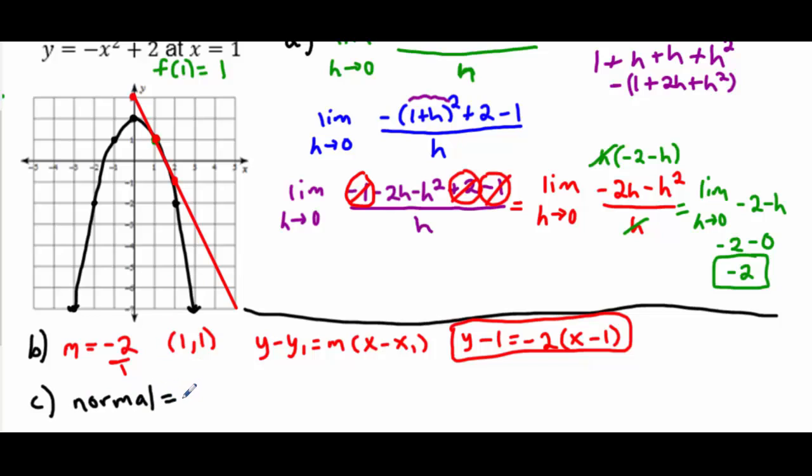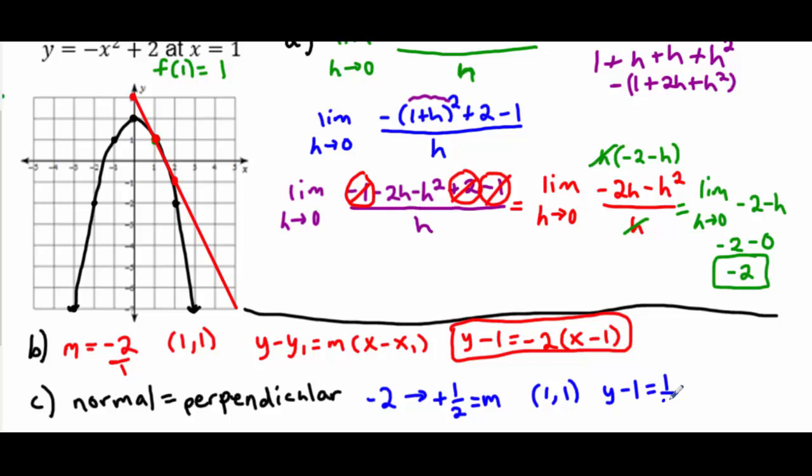And the normal line is just a different way of them saying that they want the line that's perpendicular to the tangent line. And so we need to remind ourselves how to get perpendicular slopes. So if our original slope is -2, a perpendicular slope flips and changes sign. So it'll be a positive 1/2 for our slope. It's still going to go through the point 1, 1, and so we can write this out really quickly. Y minus 1 equals positive 1/2 times x minus 1.